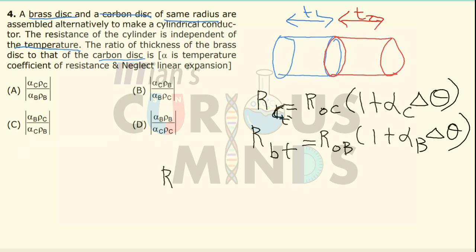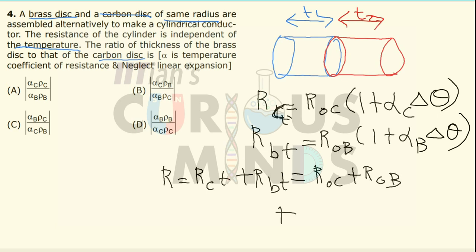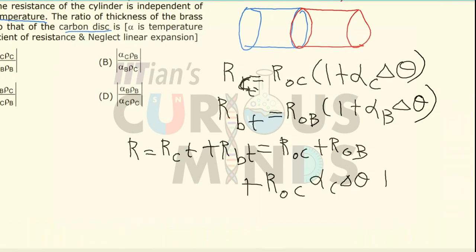equal to RC at a certain temperature plus RB at a certain temperature. When I add both of them, it will be equal to R0C plus R0B plus R0C alpha C delta theta plus R0B alpha B delta theta, okay.